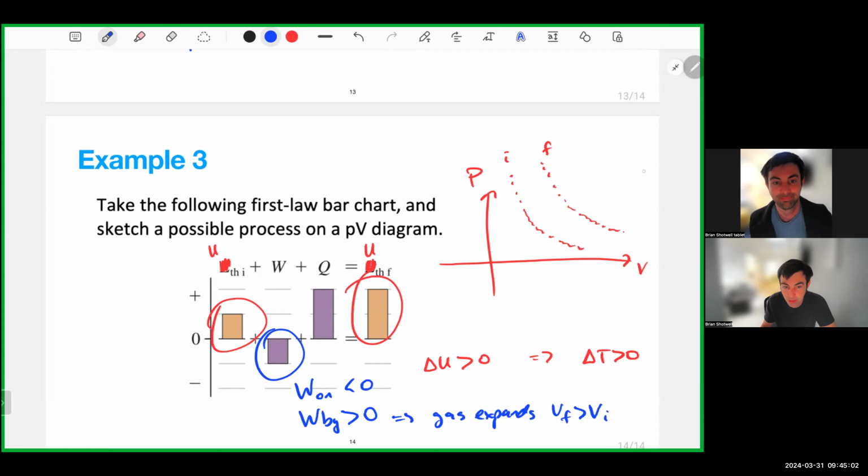Okay, and then the Q will depend on which path we draw, because I could draw it from here straight over to here in an isobaric process, or I could draw a straight line path up like this. And this isn't one of those processes that we talked about. So Q will depend on exactly which path we have. Q is a path dependent quantity, just like the work. But it looks like this satisfies all of those demands. Delta U is positive, the temperature goes up, and the gas expands. So this looks good.